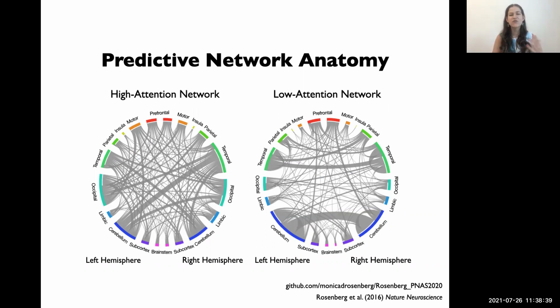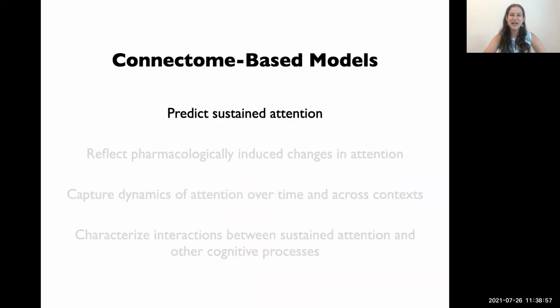And you can see some gross anatomical trends. For example, frequent intracerebellar connections reflected in the low attention network, potentially related to this finding of common cerebellar changes in individuals with ADHD. And so I hope this series of studies has convinced you that looking at individuals' differences in functional brain connectivity can give us insight into individual differences in sustained attention function.